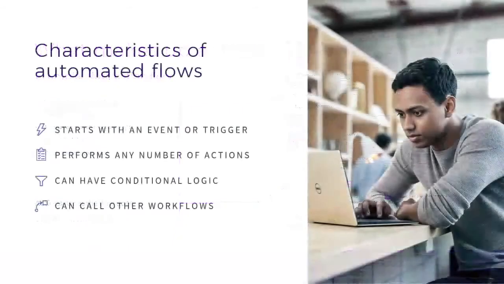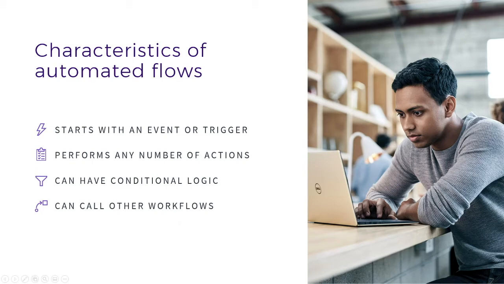When we talk about the characteristics of automated flows, as I mentioned, there's a summary. Every flow starts with an event or a trigger. You can perform any number of actions. There are some limitations for how many actions you can perform in a day, but we'll dive into that, and then you can have conditional logic, and you can also call other workflows. This is very powerful because you can build a small application, small business process automation, and you can start building upon it and expanding its functionality by building other workflows and calling it. So you can daisy chain all these workflows and put them together to build a large business application.